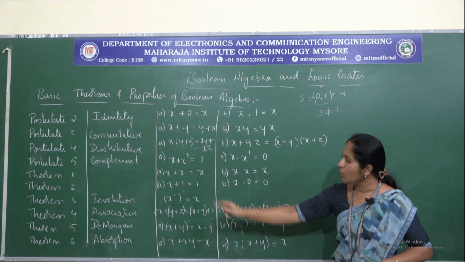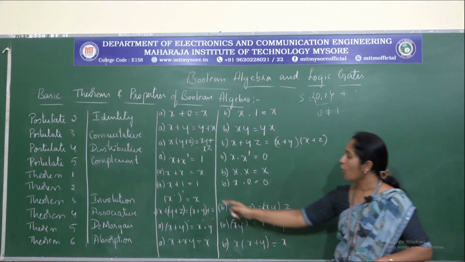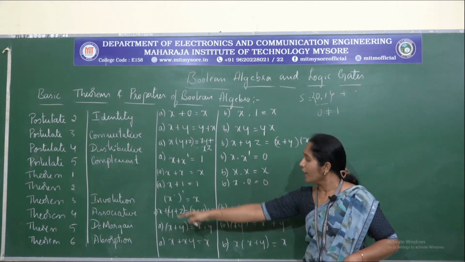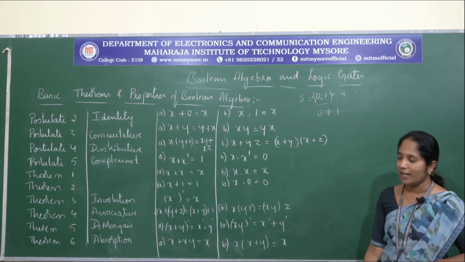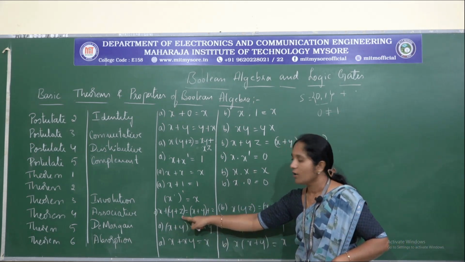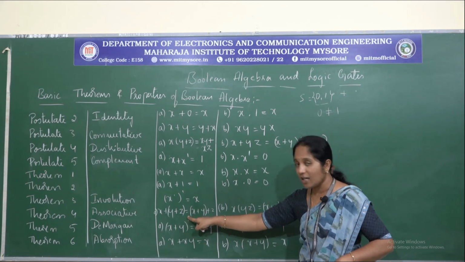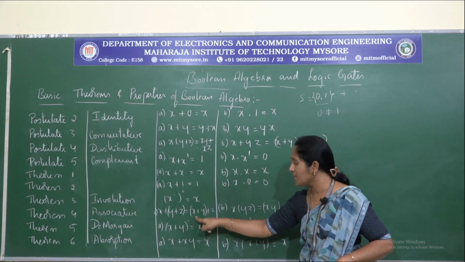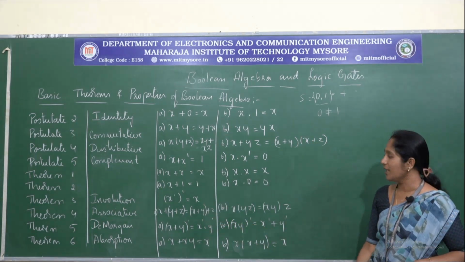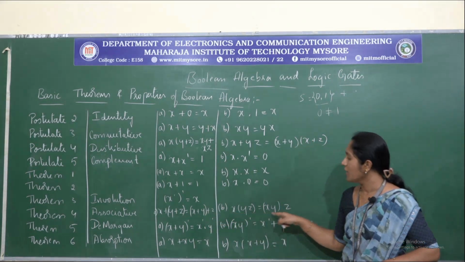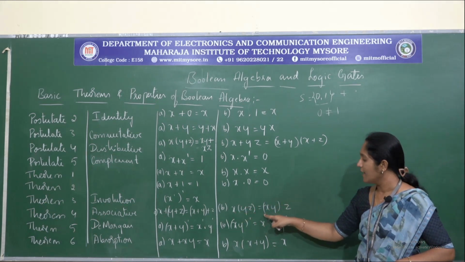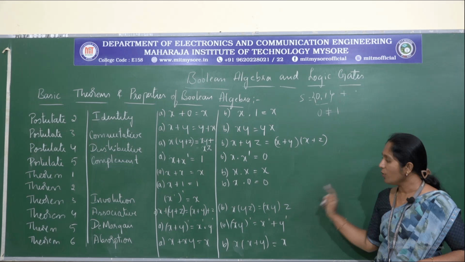Third theorem is involution. So that says the complement of a complement is equal to the original signal. Okay, and theorem 4 is associative. So the associative law: x plus (y plus z) is equal to (x plus y) plus z. If it satisfies this, then we say it is associative in nature. The other version, the dual of that, is x into (y into z) is equal to (xy) into z.